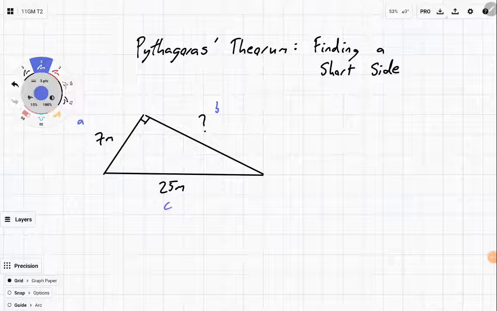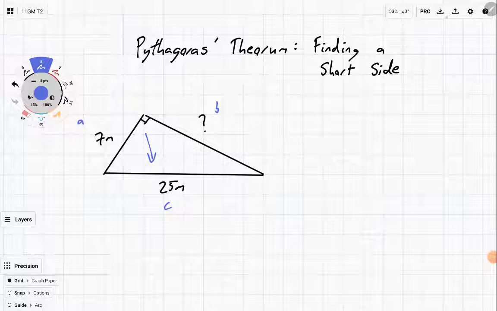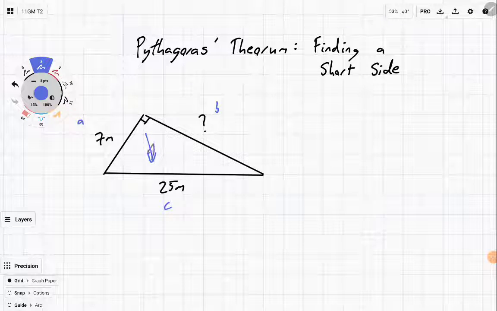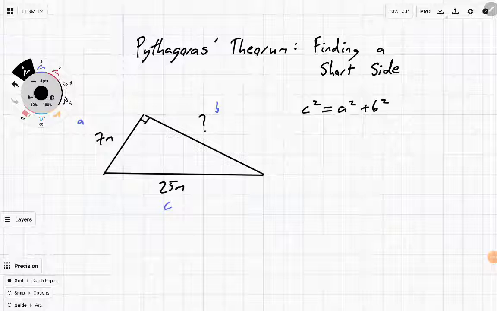We know C is the longest side because once again, even though we don't know the length of B, we can see that it's opposite the right angle, so we definitely know that's the hypotenuse. So here we go. Let's substitute everything we know into Pythagoras' theorem. C is equal to 25, A is equal to 7. So we get 25 squared is equal to 7 squared plus B squared.